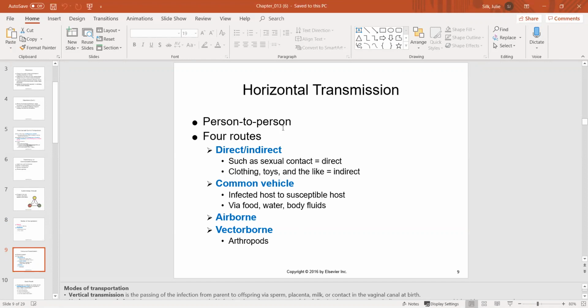And then the common vehicle, this is the infected host. So the vehicle could be through food or water or body fluids, whatever it is. And then the other routes would be airborne and vector-borne. Vector-borne means like through bugs like arthropods. All right, so when we talk vertical transmission, this is passing the infection from parent to offspring via sperm, placenta, milk, or contact with the vaginal canal at birth.